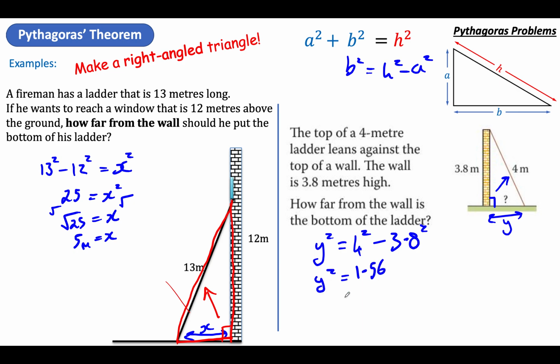But of course that's y squared, that length squared, and we don't want that. So we square root both sides. Square root of 1.56 is root 39 over 5, or to one decimal place, 1.2 meters. 2 decimal places would be 1.25 meters. Fair enough. Ladders and walls are at a right angle to the floor. That's the key one there. We're making a right angle.